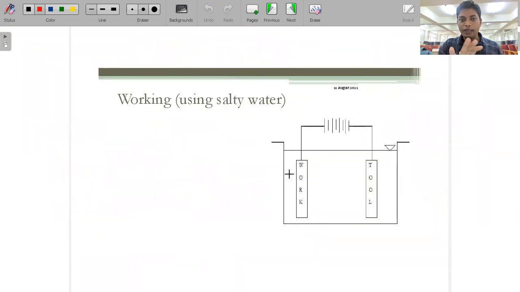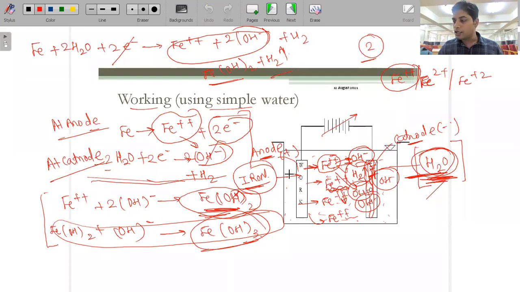So guys, is there any problem in this one? Because from now onwards you will feel that you are not only studying mechanical engineering, but electrical engineering or chemical engineering is also a part of your curriculum. So if you have any doubt, you can ask me at any time. Now let's move to the salty water.